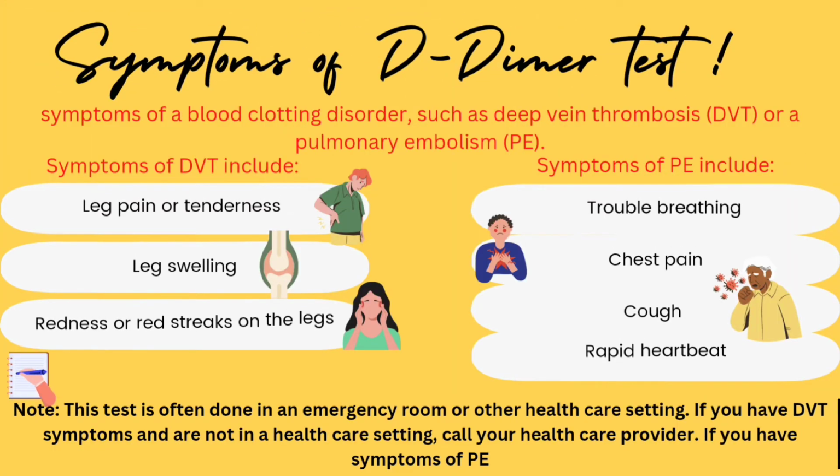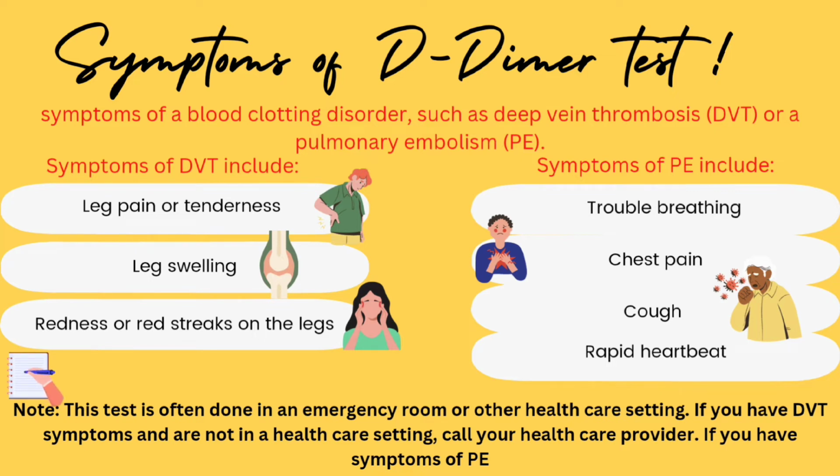What are the symptoms that lead to a D-dimer test? Symptoms of a blood clotting disorder such as deep vein thrombosis or a pulmonary embolism. First, symptoms of DVT include leg pain or tenderness, leg swelling, redness or red streaks on the legs. Now the symptoms of pulmonary embolism: trouble breathing, chest pain, cough, rapid heartbeat.